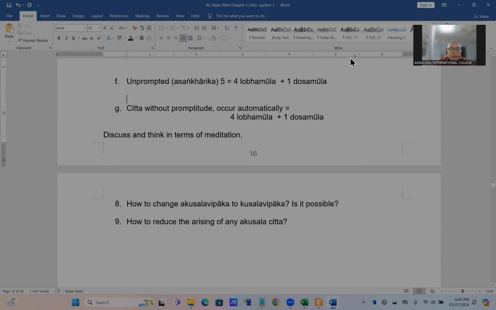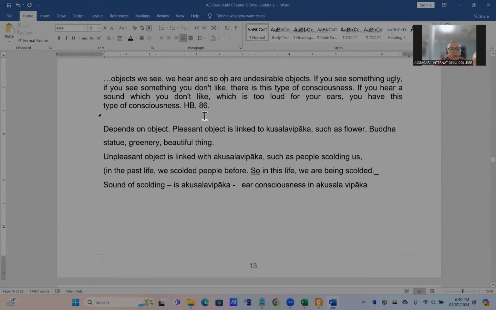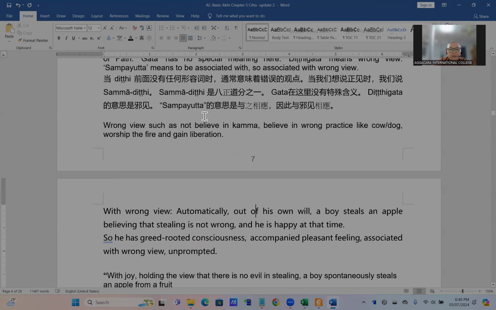Okay, now the next one. Unprompted and prompted. It's the same: in the four lobha mula and one dosa mula. So it's unprompted and prompted. To see this, either you learn it in charts or you go back to any Abhidhamma book.